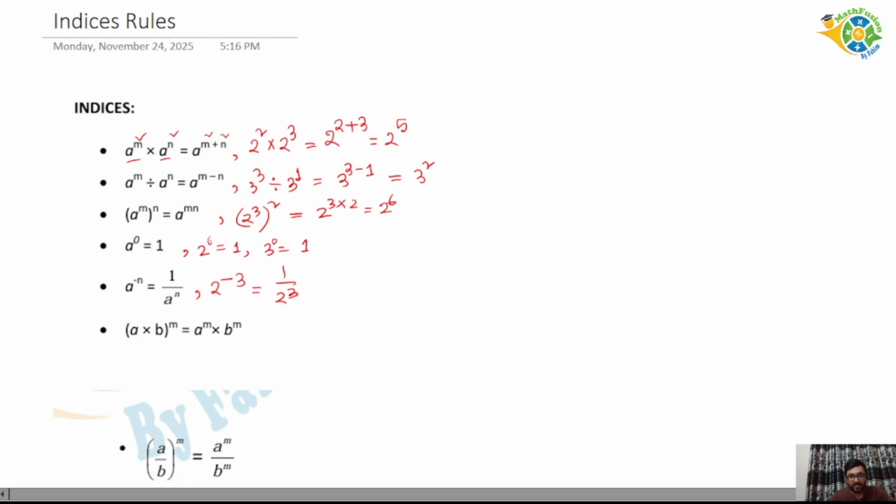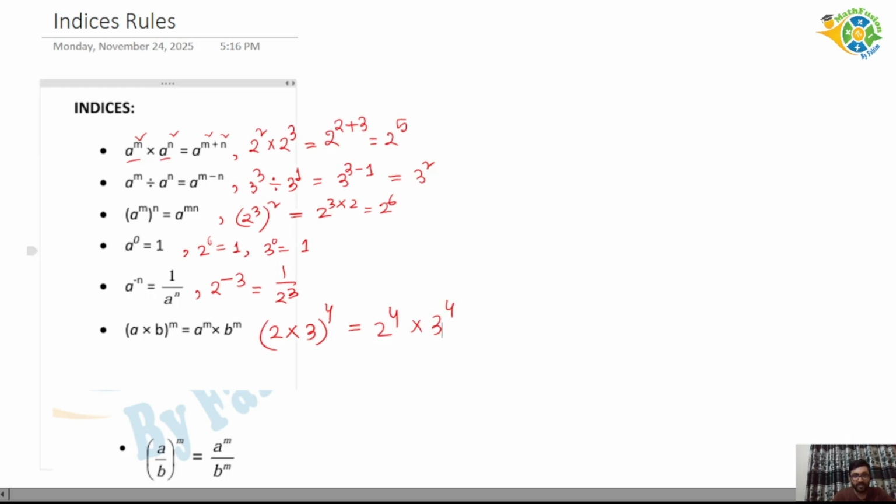The next law: if there are two terms multiplied and there is a whole power m, the power will be distributed to each of the factors, a and b. So a b to the power m is a to the power m times b to the power m. For example, 2 times 3 to the power 4 can be written as 2 to the power 4 multiplied by 3 to the power 4.